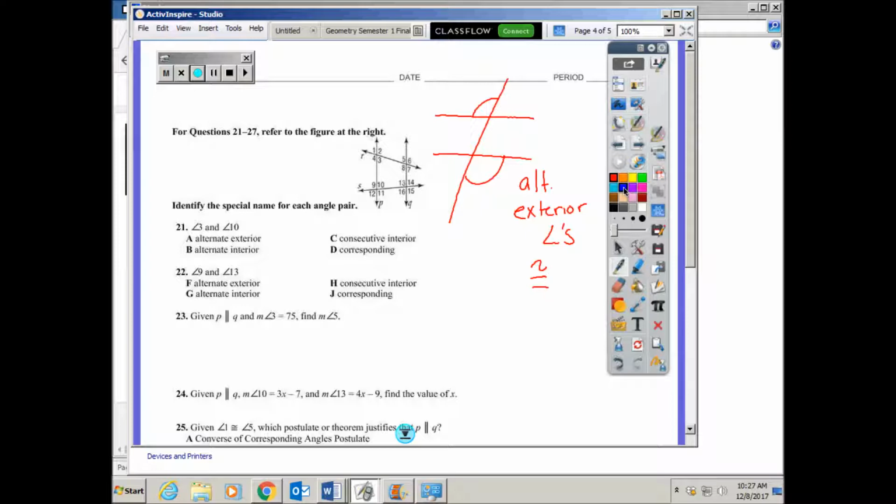Then, I'll try and color code this for you. We had alternate interior angles. And alternate interior angles are also congruent to each other.